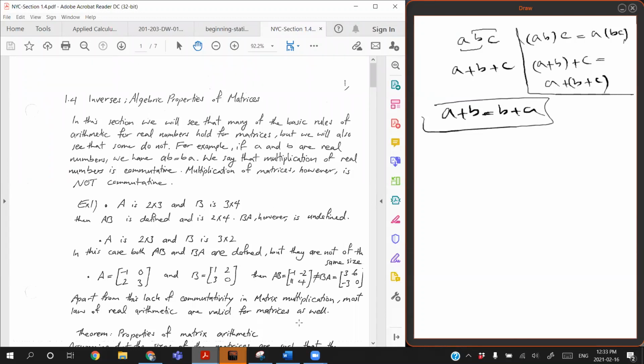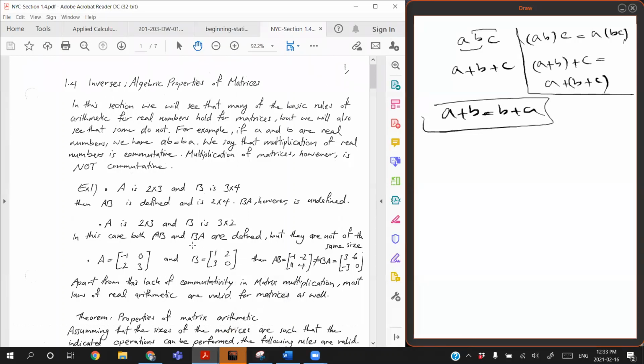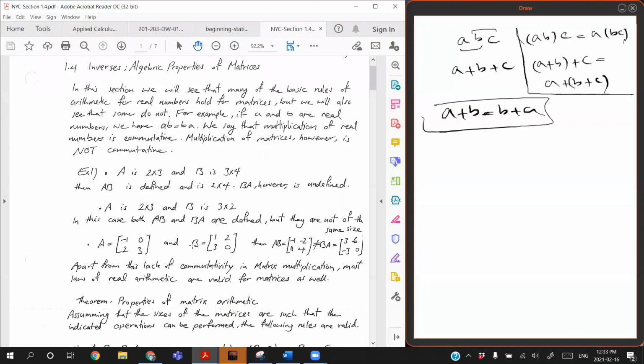Same for functions. If you remember in algebra, you learned about functions, then you learned how to create new functions from old functions by adding them up, subtracting them, multiplying them, dividing them. And you learned about the properties. So we are there for matrices. We're going to look at the properties. One property that matrices do not have is the commutative property for multiplication. That is, A times B is not generally equal to B times A for matrices.